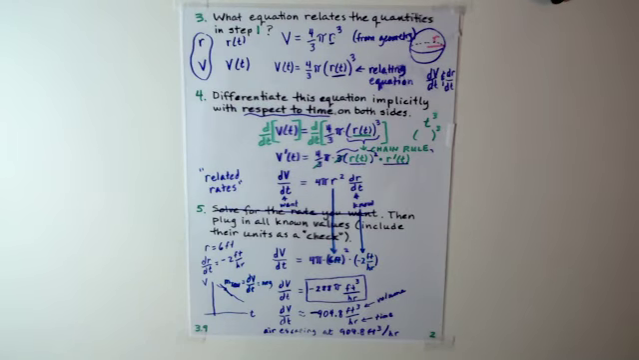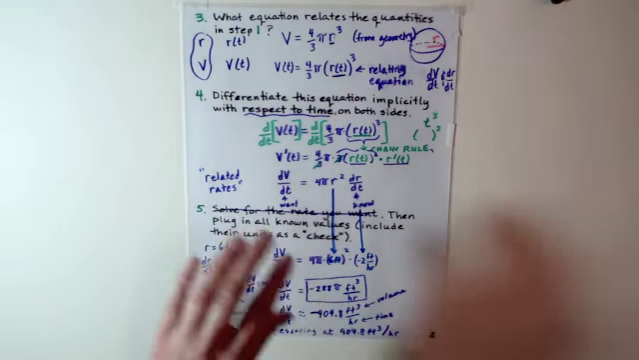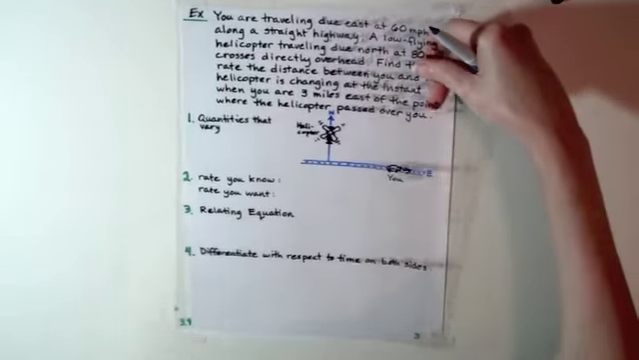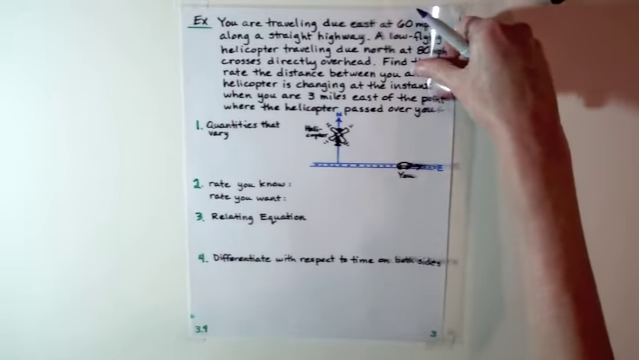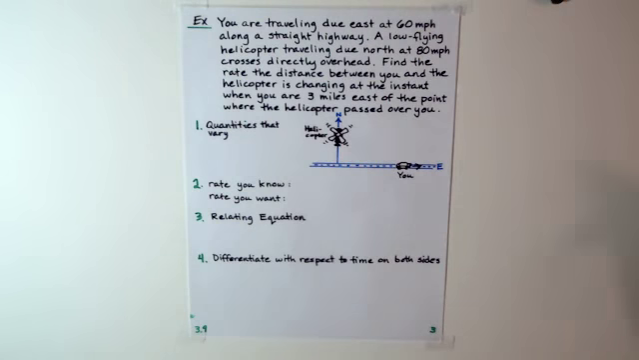So let's go ahead and look at our second example on the next page. You'll notice this example, as we start to read through it, looks very different from the one we did before, but it's still a related rates problem, and so we can still break the problem apart with exactly the same steps and stages that we did in the last problem.